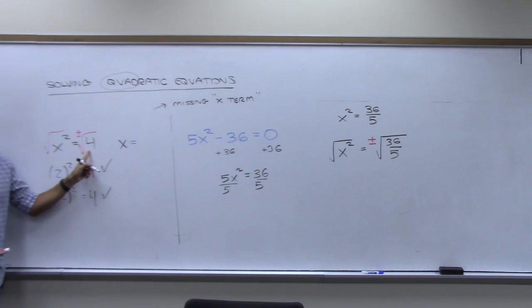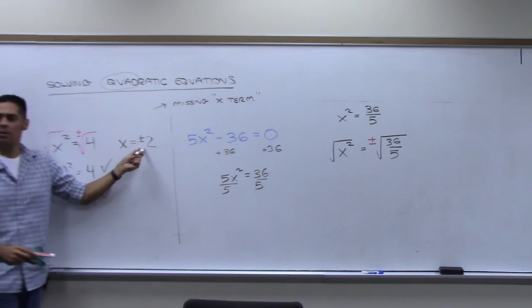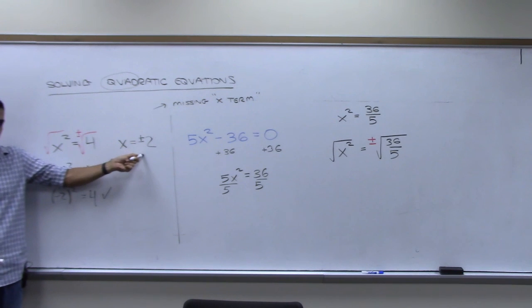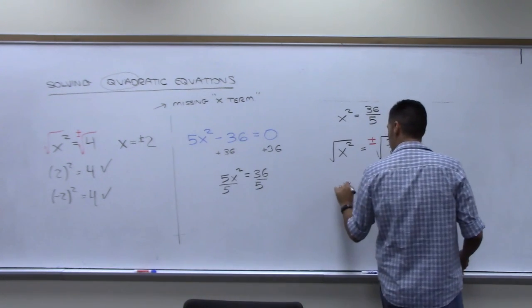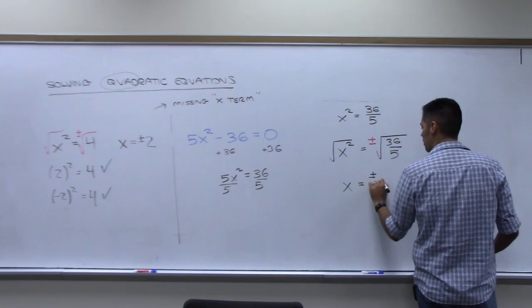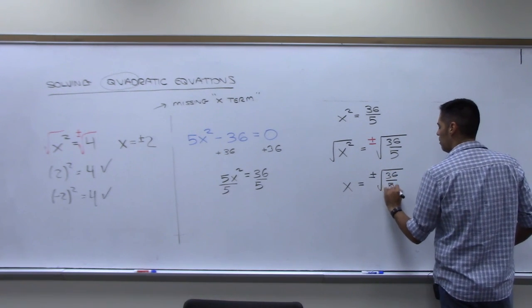What's the square root of 4? 2, but then you have plus or minus. So plus or minus 2. And see, that's telling you the 2 answers. It's positive 2 or negative 2. Got me? Okay. So x here equals plus or minus root 36 over 5. And I can do one more thing.